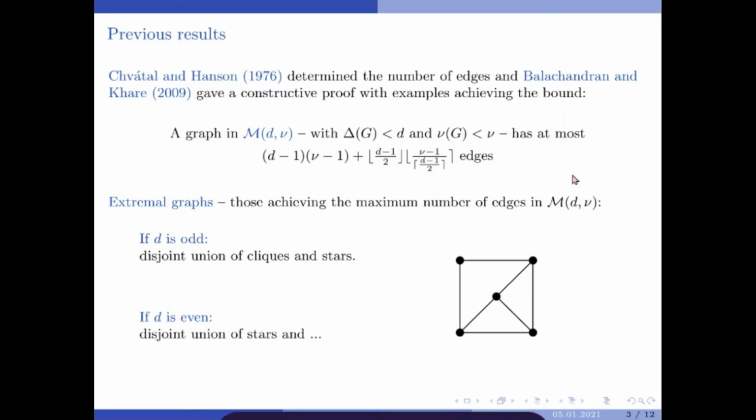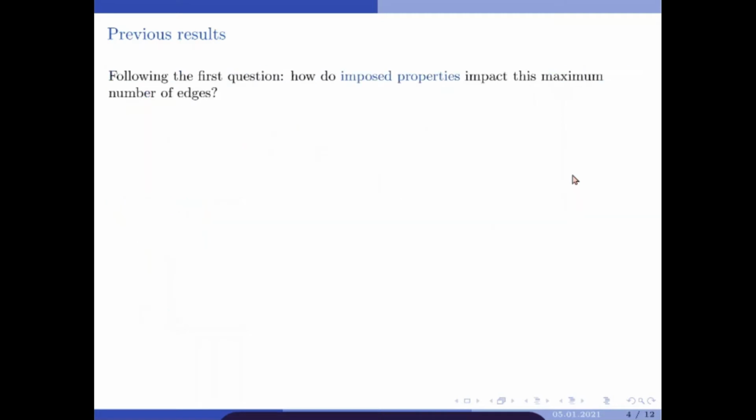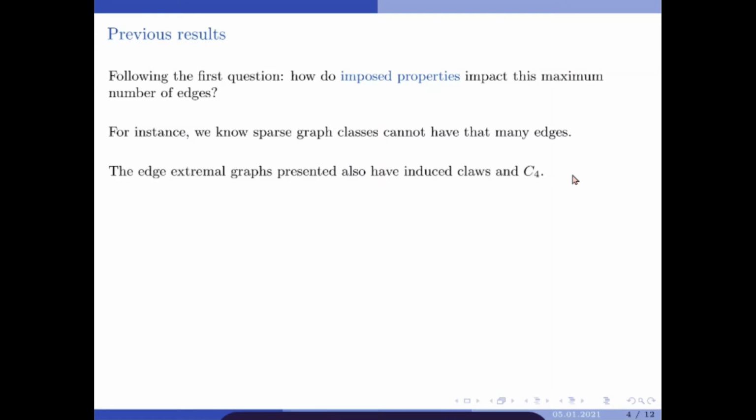These examples have a very specific structure, and actually, in some cases, they are shown to be the unique graphs achieving this maximum number of edges, which led to the question of how imposed properties on the graph will impact this number. For instance, we know that some sparse graph classes cannot have this many edges. And we can also see that these extremal graphs that were presented have, for instance, induced claws because of the stars, and they have induced C4s because of this tweaking that we did in the even clique.